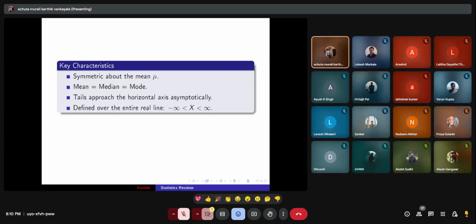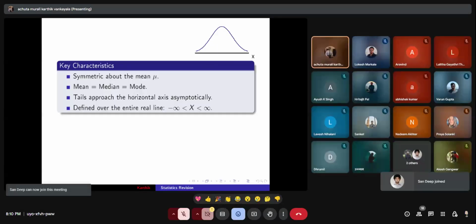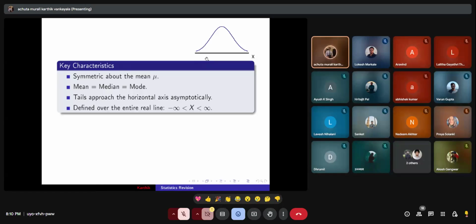This is a characteristic, and the tails approach the horizontal axis. This is called the left tail, and this is the right tail. These two tails approach the horizontal axis asymptotically. That means they do not touch the x-axis, but they keep approaching it. By asymptote, I hope you understand what it means. And this probability density function for normal distribution is defined over the entire real line. There are no breaks in between.